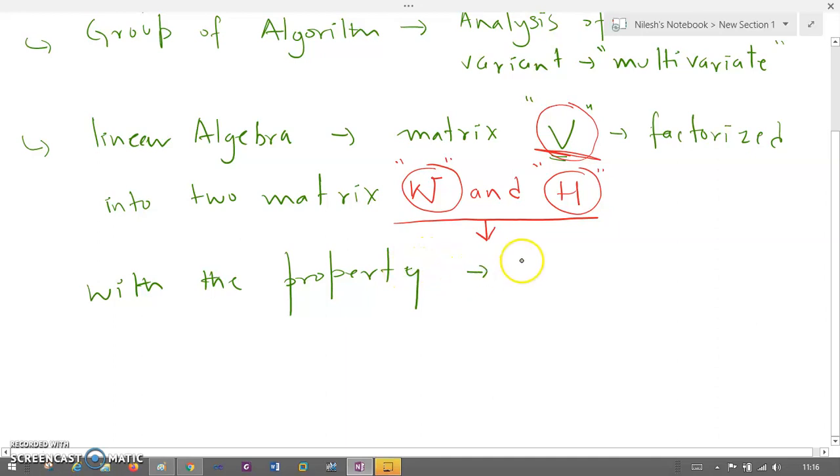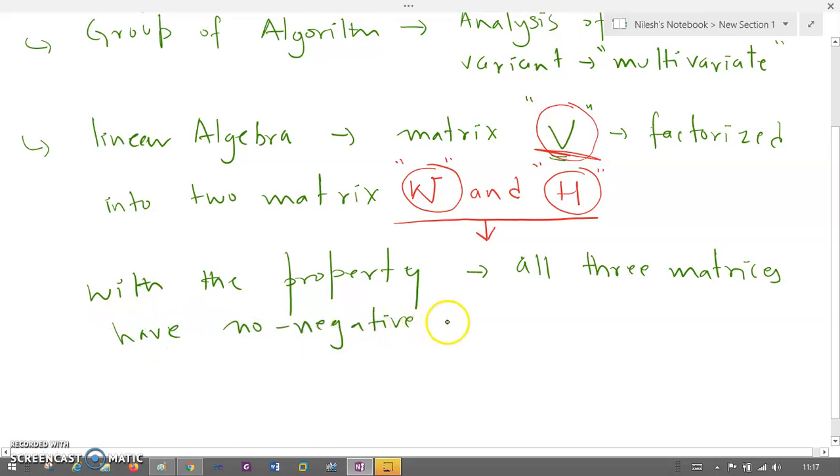With the property that all three matrices have no negative elements. This is important. In PCA we talk about orthogonality, however in NMF we are talking about no negative values, or values should be greater than or equal to 0. So in these three matrices, we don't want any negative values, we only want positive values.